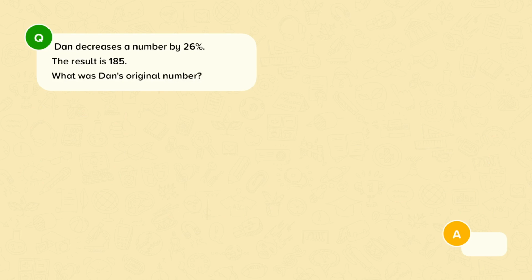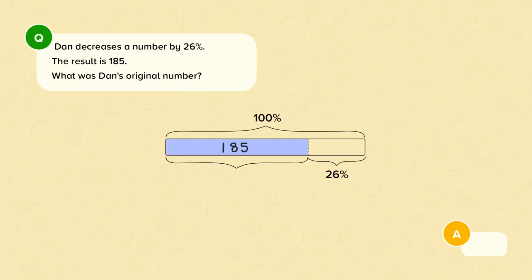Dan decreases a number by 26%. The result is 185. What was Dan's original number? First, let's draw a bar model. This part must be 74%, as 100 take away 26 is 74.